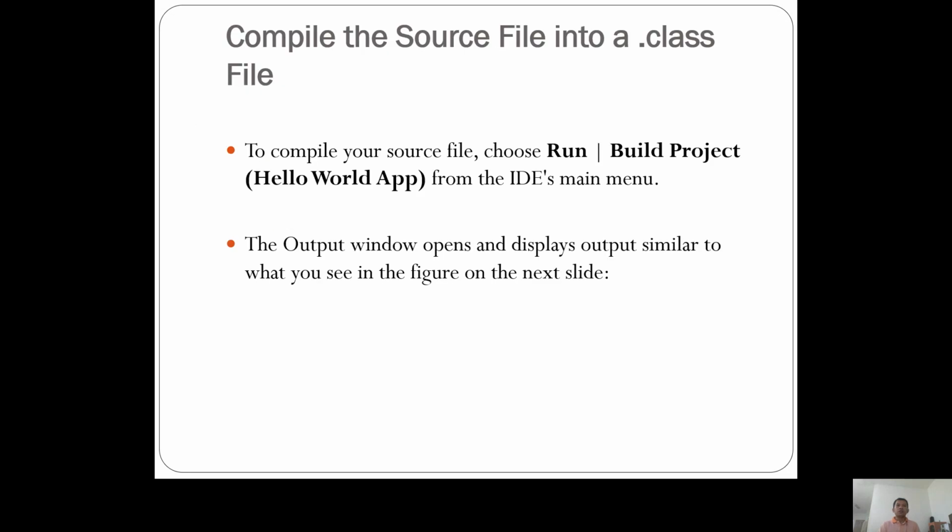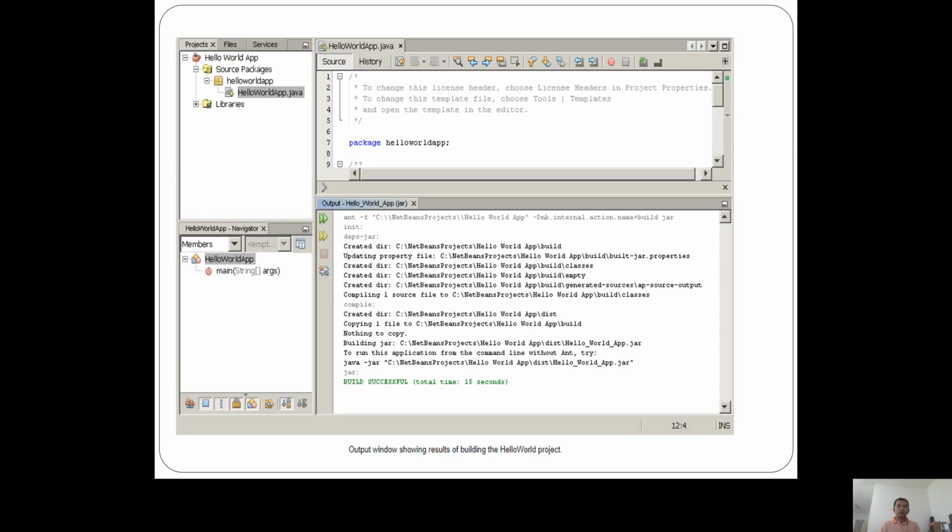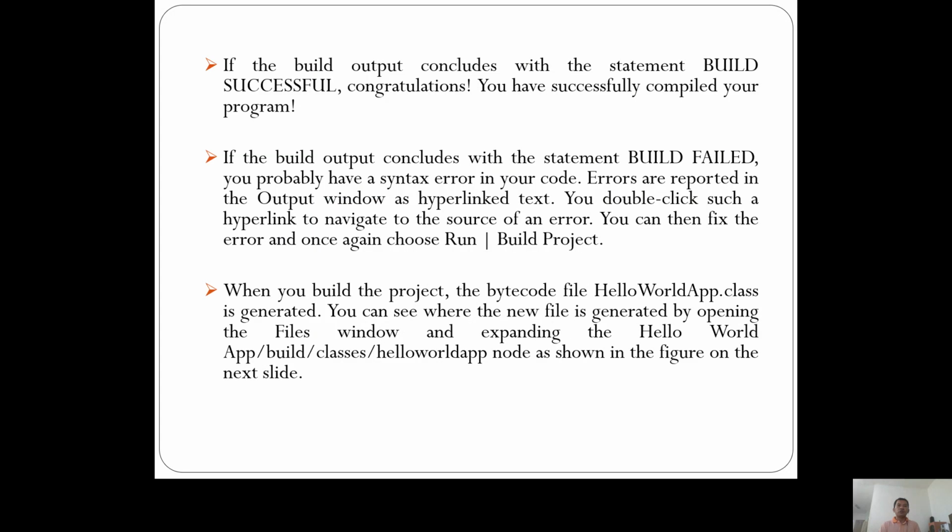Compile the source file into a .class file. To compile your source file, choose Run, Build Project HelloWorldApp from the IDE's main menu. The output window opens and displays output similar to what you see in the figure on the next slide. If the build output concludes with the statement BUILD SUCCESSFUL, congratulations, you have successfully compiled your program. If the build output concludes with the statement BUILD FAILED, you probably have a syntax error in your code.